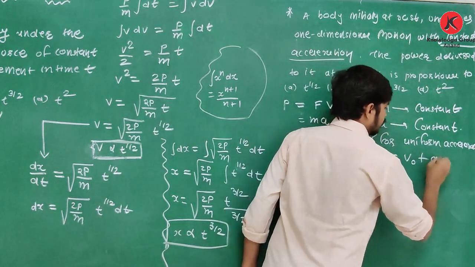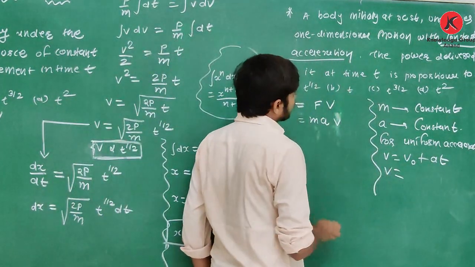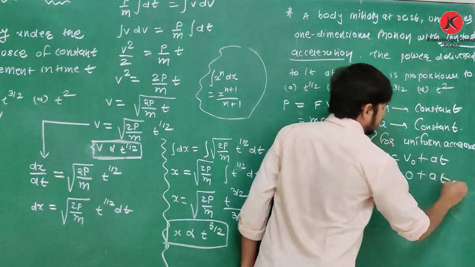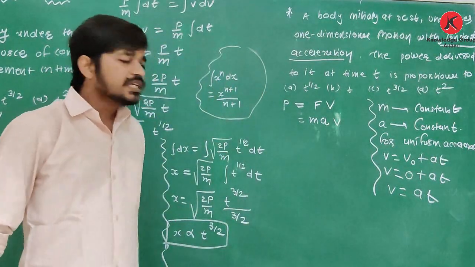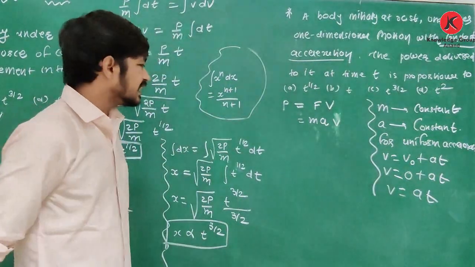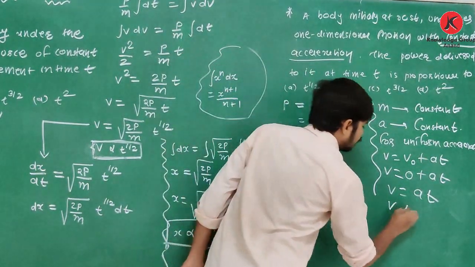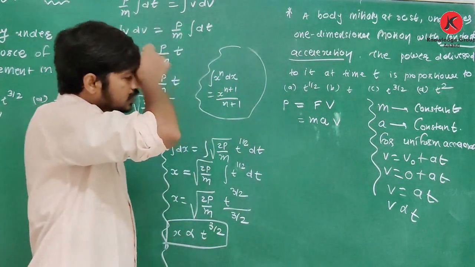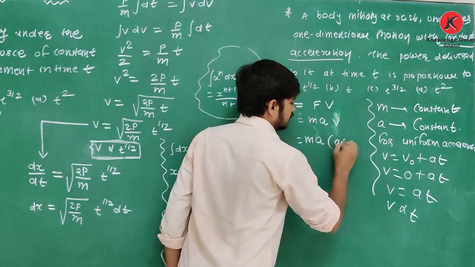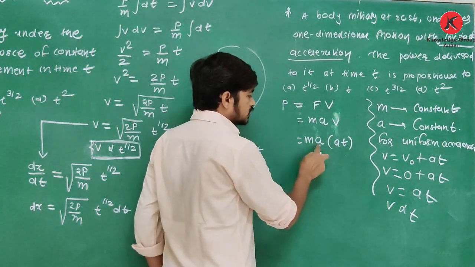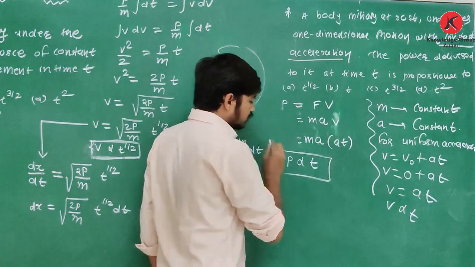v is equal to v0 plus kt. Yes or no? Yes, it is. Initially at rest, so v0 is 0, so v is equal to kt. So here I can say as acceleration is constant, v is proportional to t. Now see, P is equal to m a v, and v is equal to at. m is constant, a is constant. So P is proportional to t.